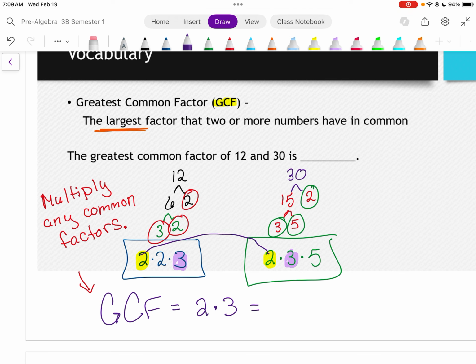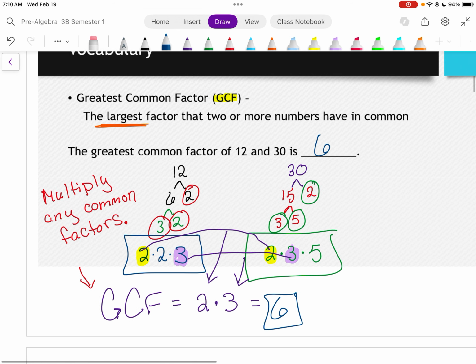So once you have a pair, it only goes into our greatest common factor one time. So because we had a pair of 2s, there was 1, 2, and there was a pair of 3, so we have 1, 3. And 2 times 3 is 6. That tells us our GCF here equals 6. Okay. Once you are here, and you have that done, we are going to move on to the next example.